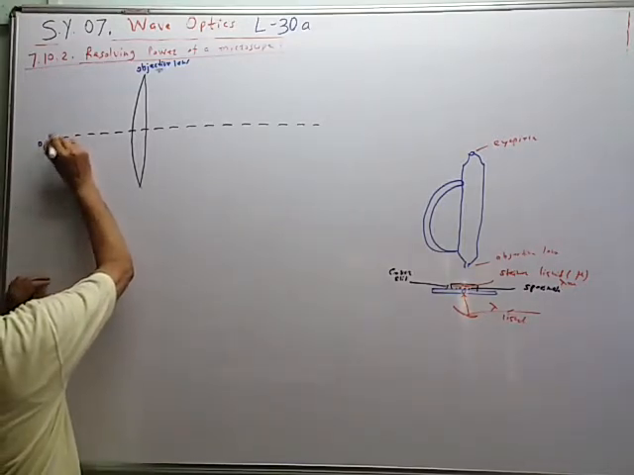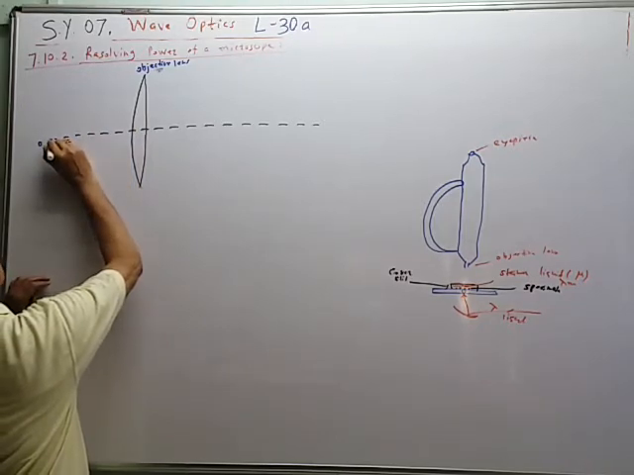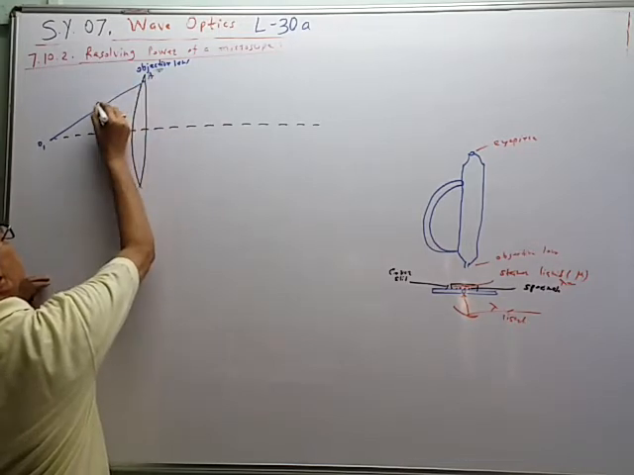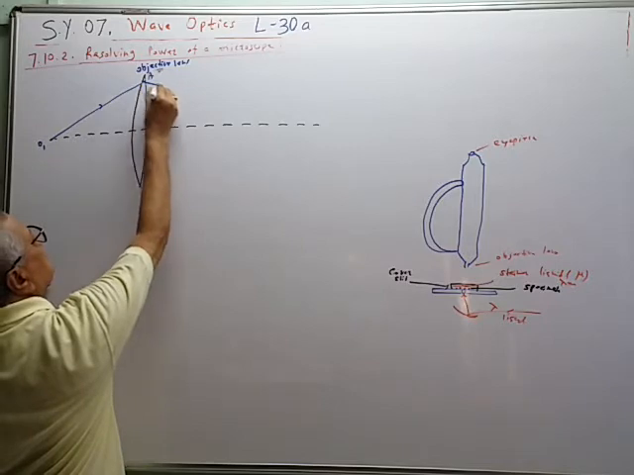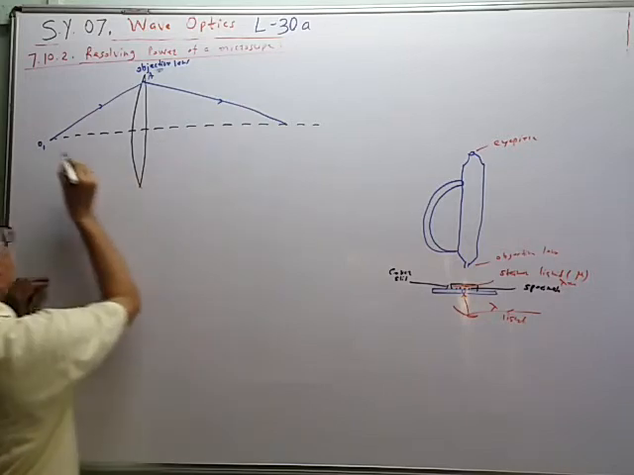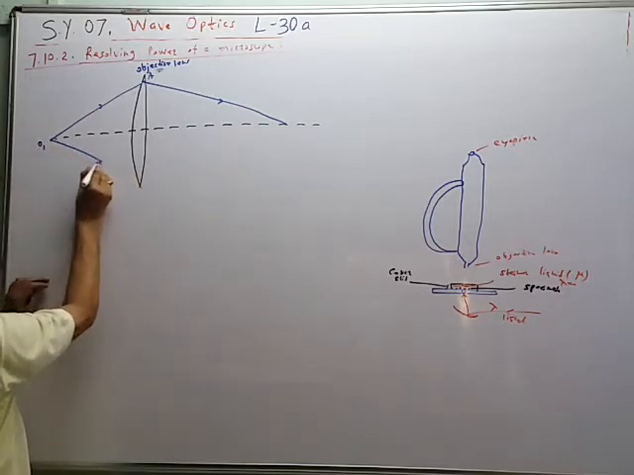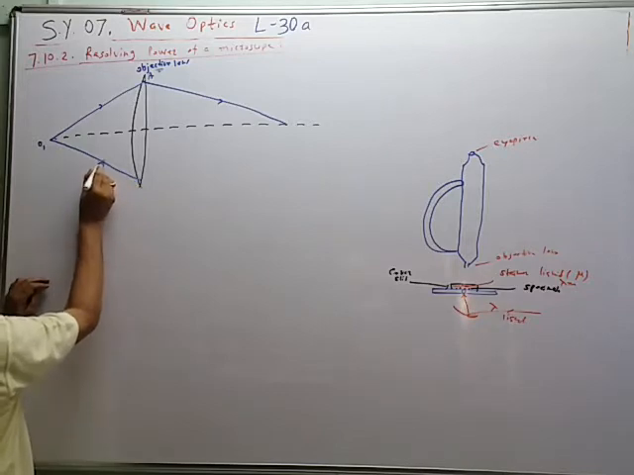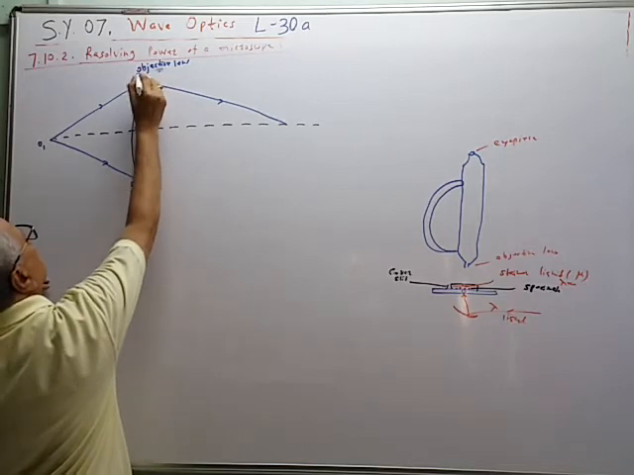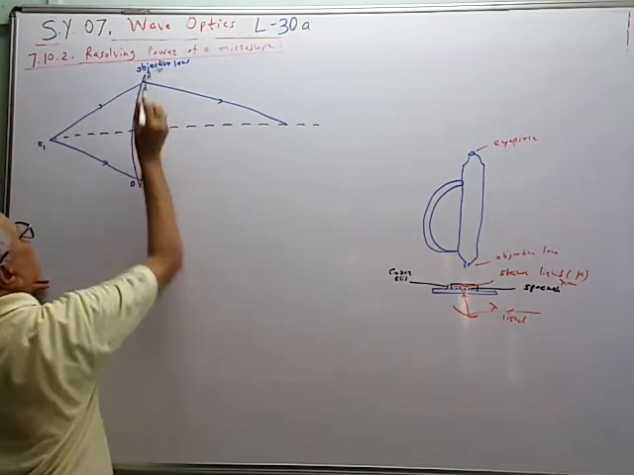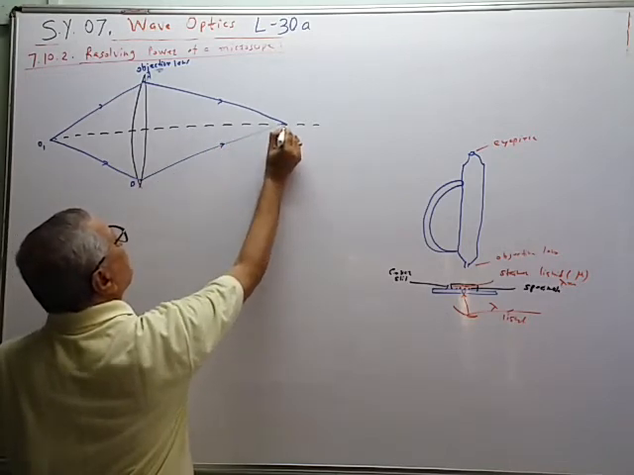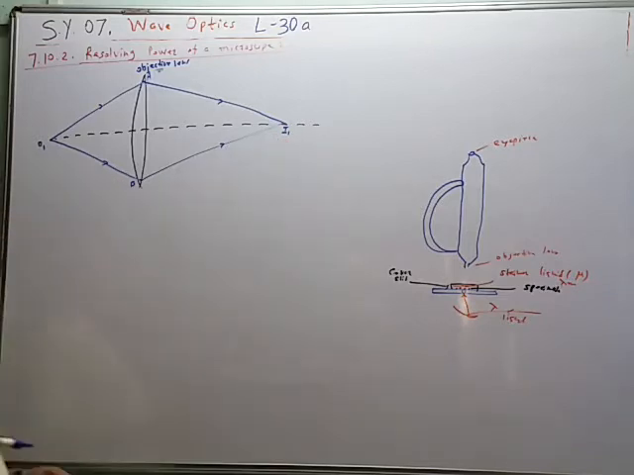So one ray of light is incident at the upper edge at point A. It is refracted through the lens, and suppose it meets the axis at this point. The second incident ray is drawn at the lowermost end. This point is B. This point is A. It will also meet at the same point. So I1 is the image of the object O1.